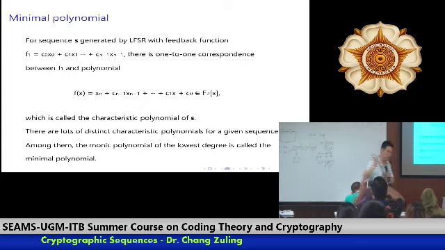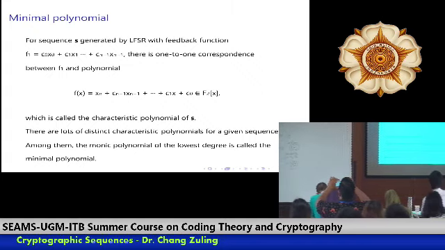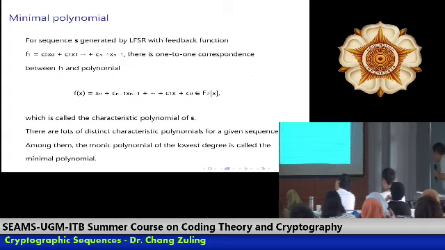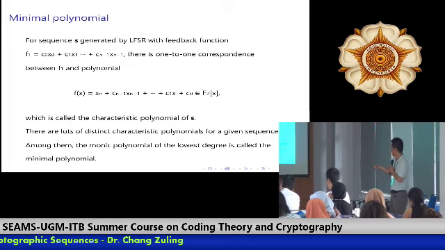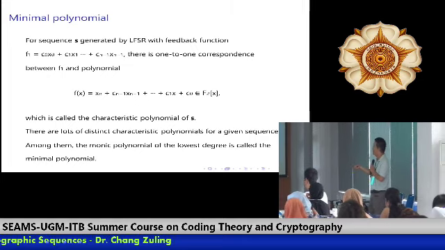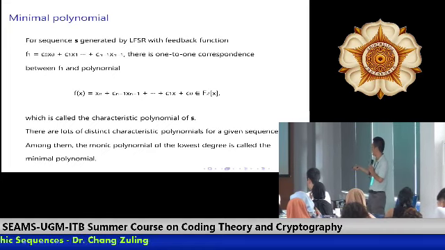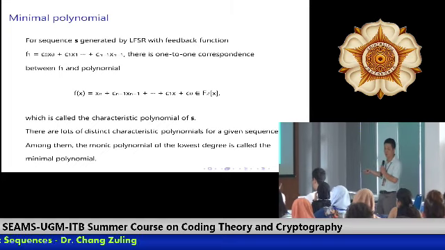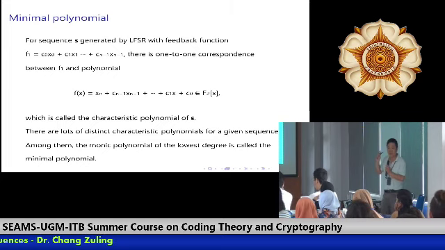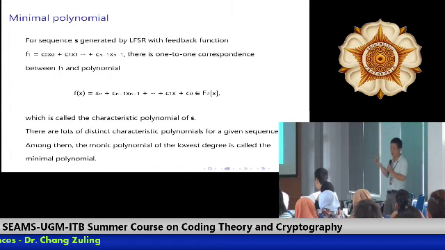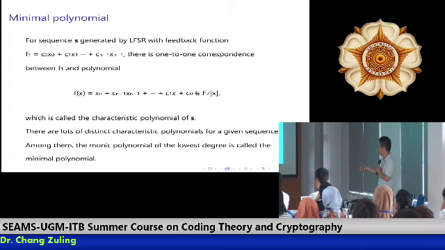There are lots of polynomials. Among these polynomials, we choose the special one: the monic polynomial with the lowest degree. We call this polynomial the minimal polynomial. Notice that the minimal polynomial is unique for each sequence. So this definition is a little important.